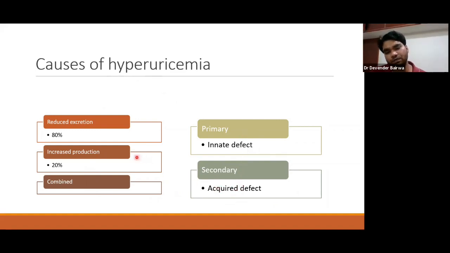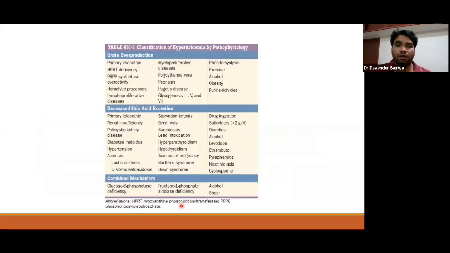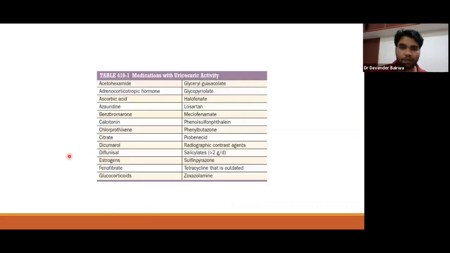So generally we tend to use both of these methods when we see our patient clinically. This table is from Harrison. It is showing classification of hyperuricemia by pathophysiology. We can see there are causes of urate overproduction, causes of reduced excretion, and combined mechanisms like alcohol, fructose deficiency, glucose 6-phosphatase deficiency. All these are mentioned there.